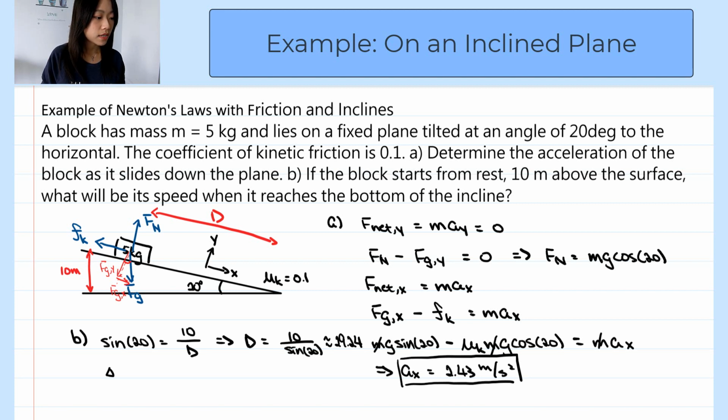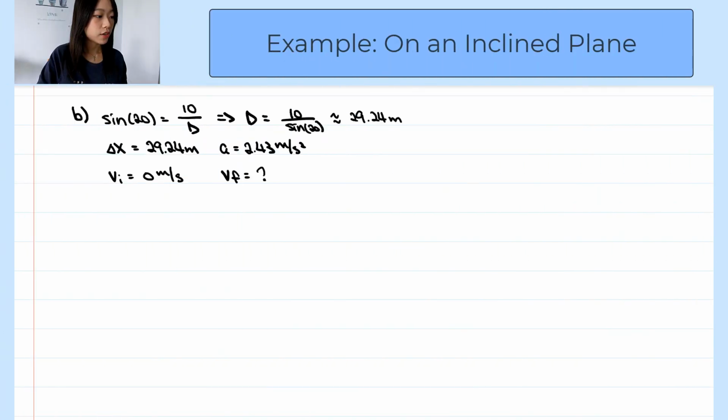Now let's use the kinematic equations. We know that the distance traveled, delta x, is 29.24 meters. We also know that the initial velocity is 0. From part A, we found that the acceleration along the x direction is 2.43. And we want to find the final speed.